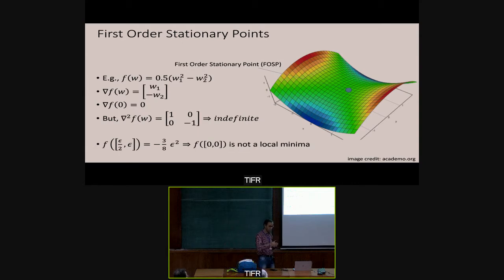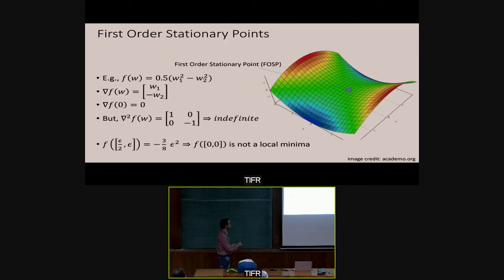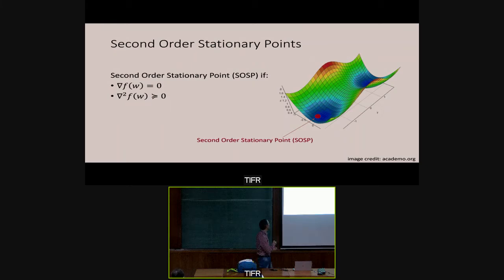Right? And I'll generalize this fact in a couple of slides. Now you can say that here the issue was that my Hessian was indefinite. So maybe I will go for second order stationary points, where I will want my W to have a Hessian which is positive semi-definite. So you want to find a point W where the gradient is equal to 0, that is a first order stationary point, but on top of that you want the Hessian to be positive semi-definite, right?